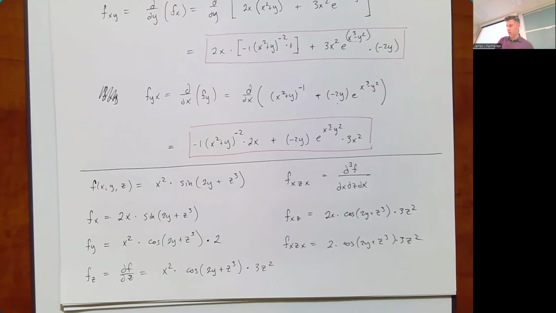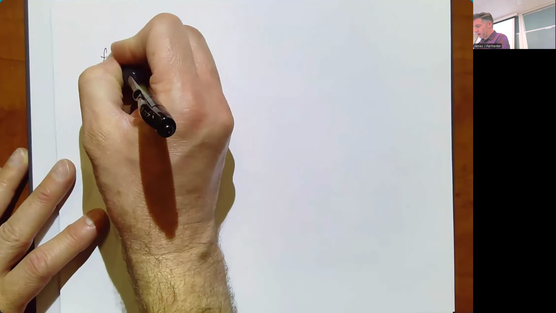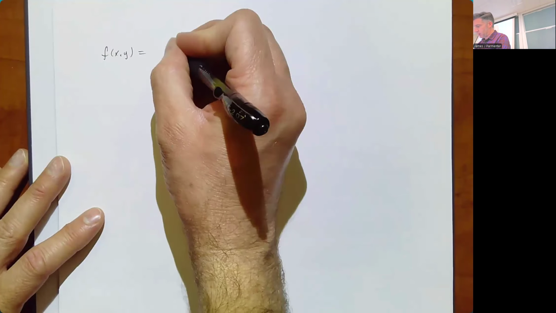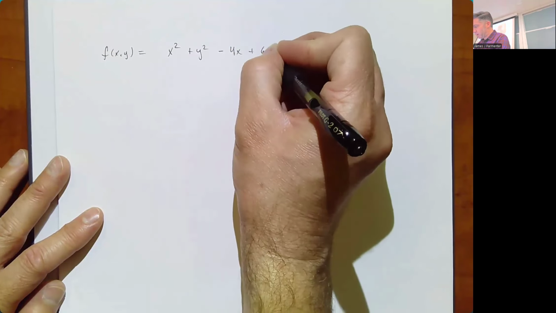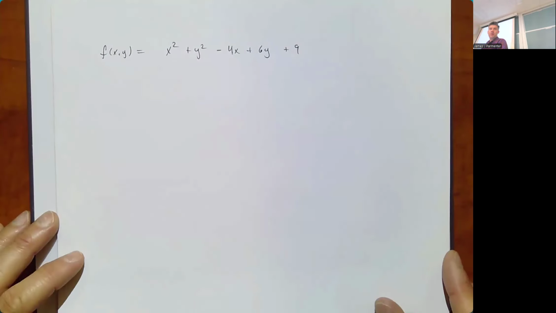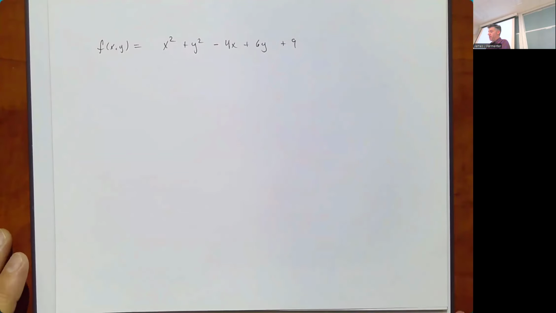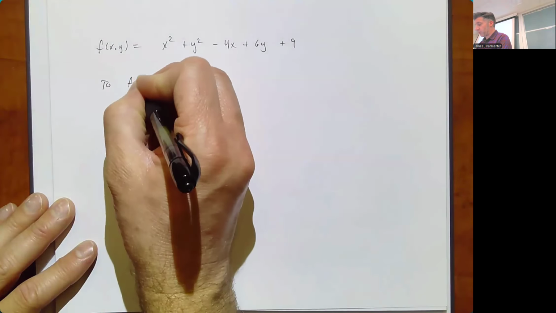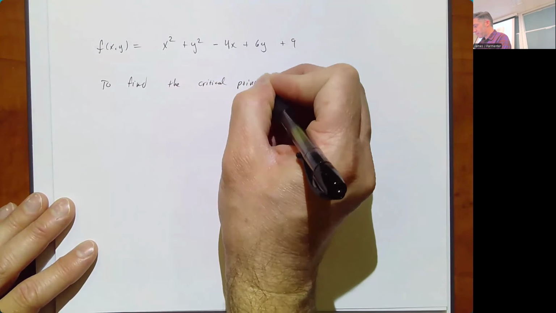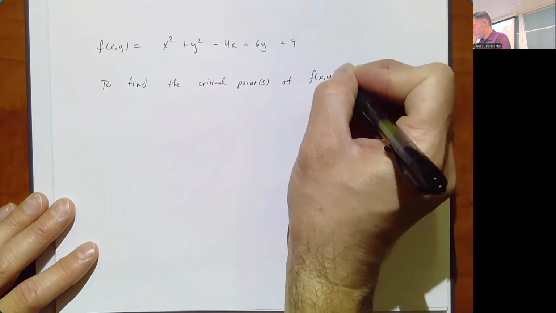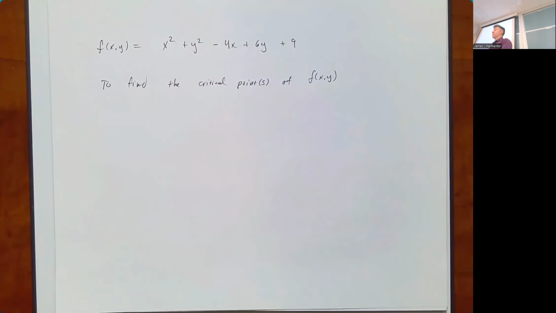So let's say we had something like this. Let's look at f of x, y equal to x squared plus y squared minus 4x plus 6y plus 9. And I want to find the critical values. Actually, I should really call them critical points. To find the critical points of this function of two variables, we're going to set both partial derivatives equal to 0.